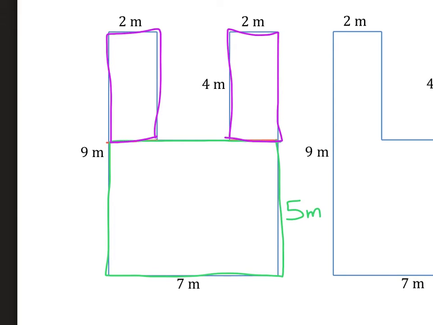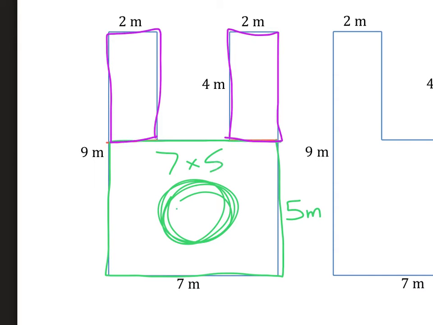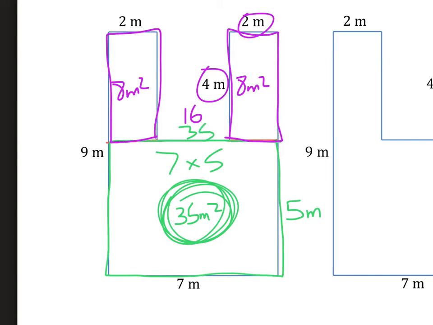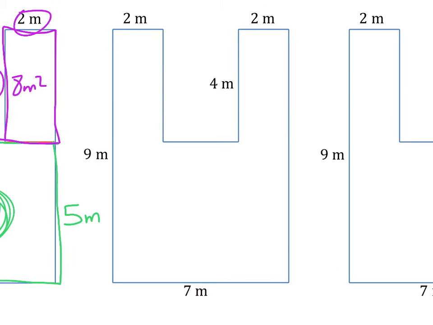And so the rectangle in this section is going to be a 7 times 5, or 35 meters squared. And then our ones up here are 2 times 4, which is 8 meters squared and 8 meters squared. And that's going to give us 16 plus the 35. And that's going to give us a total area of 51 meters squared. So the question is, are there other ways? Absolutely. How else can we cut this?